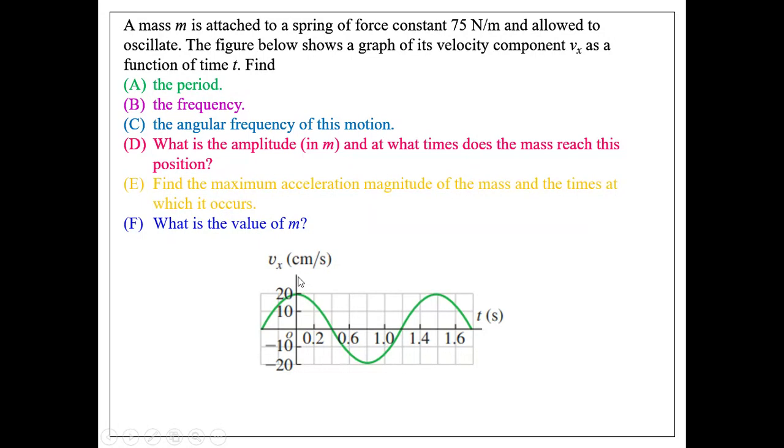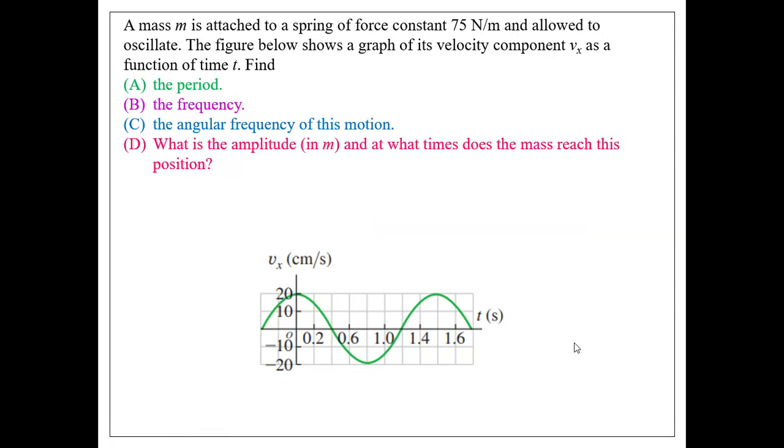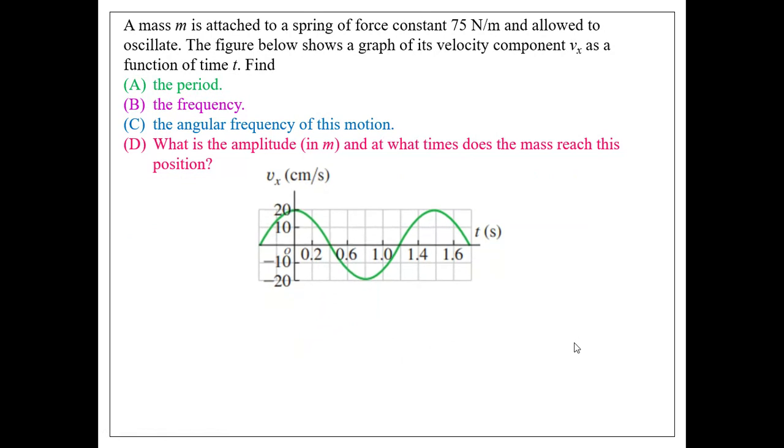The first thing I want to point out is that the velocity here is given in centimeters per second. I would encourage you to convert centimeters per second to meters per second, unless the question keeps it in centimeters per second. All right, let's go ahead and do A, B, C, D on this particular slide.